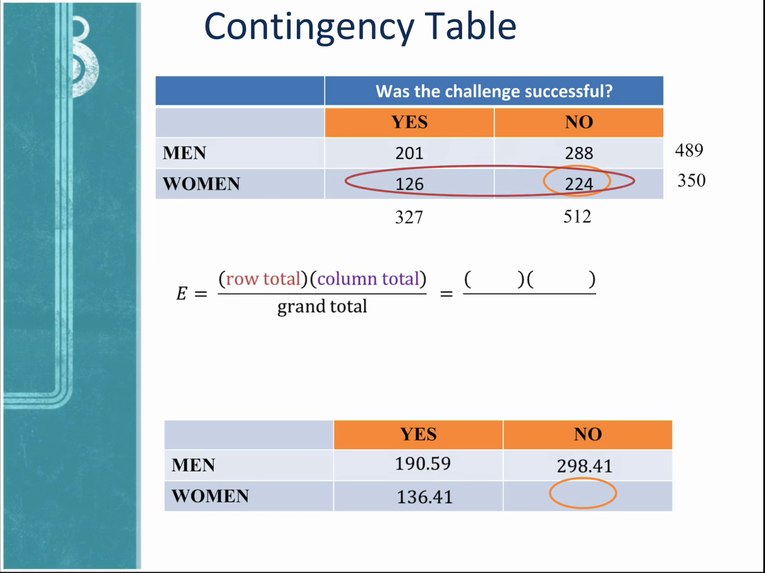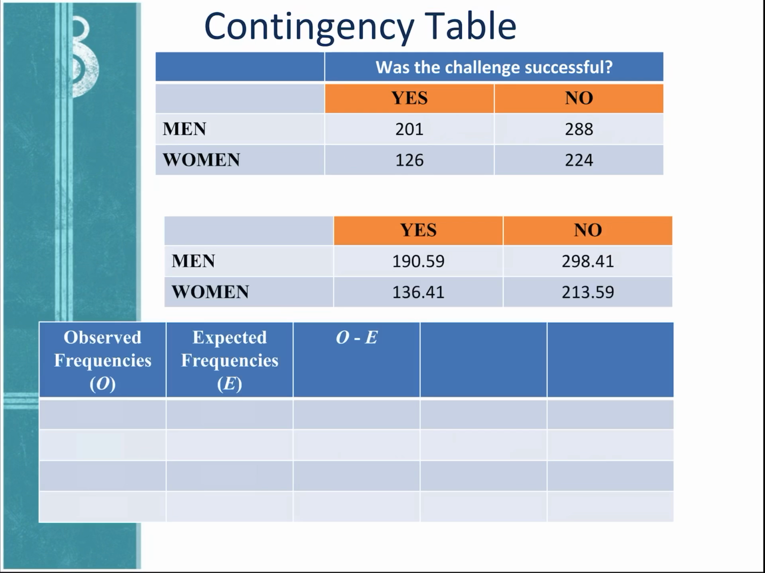And then finally, the very last cell, women no's, that's in row 2, column 2. So for row 2's total, we have 350. For column 2's total, 512. And again, the grand total is 839. So 213.59. Okay, this is the E we're going to use in our same formula for chi-squared test statistic. So I'm going to copy this chart of expected values on the next slide.